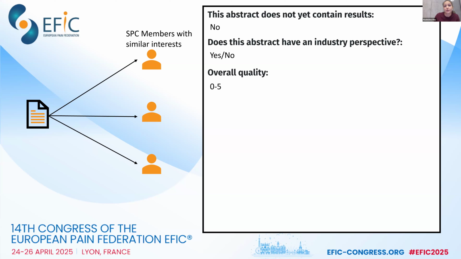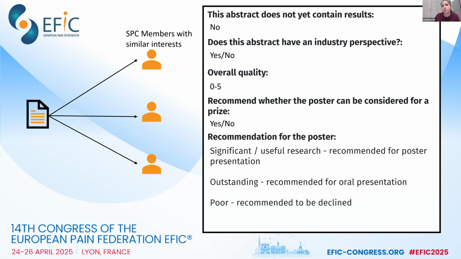Then one of the keys, we give an overall rating on quality. This rating can be from 0 to 5. And I will come a bit closer in how this rating will be done later. And then we are doing 2 recommendations. So the first recommendation will be whether or not this abstract is suitable for a prize. And secondly, we will give an overall recommendation on this abstract.